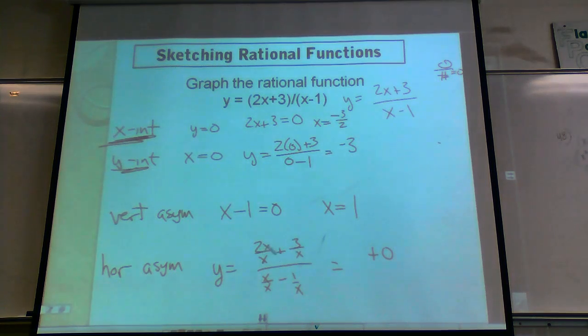2x over x, the x's cancel out, you're left with 2. x divided by x is 1. A number over x, again, you treat as 0. So I can get a number here. I've got y equals 2. So I've got a vertical asymptote at x equals 1, and a horizontal one at y equals 2. Okay?